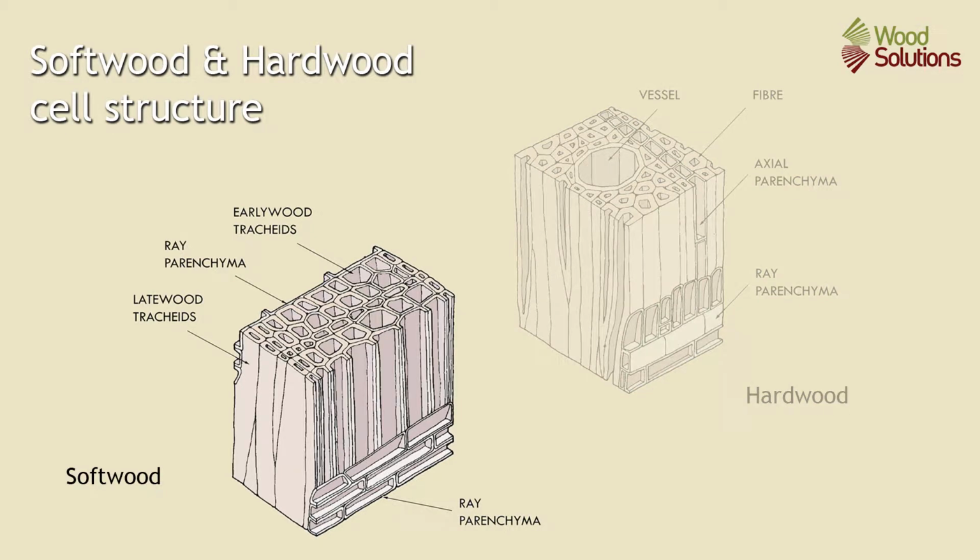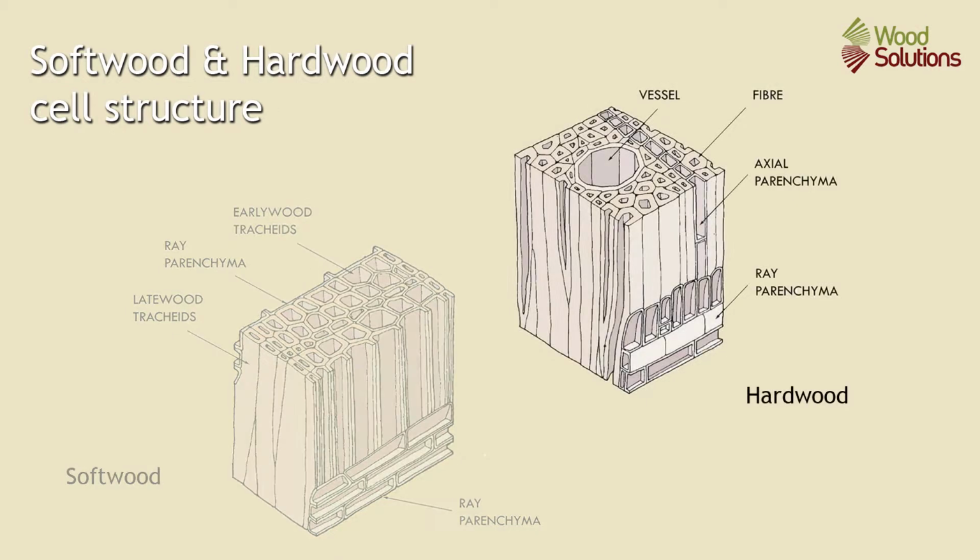Softwood cells are more open and regularly arranged with thinner cell walls. They are often aligned in parallel straight radial rows. Hardwood elements are smaller with thicker walls. These are in a more complex arrangement with large vessel cells.